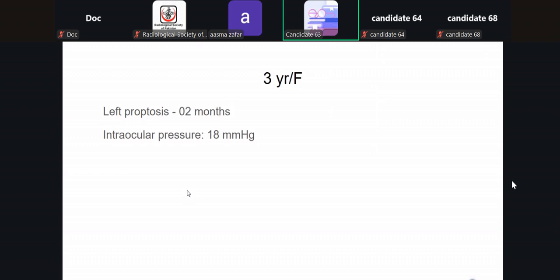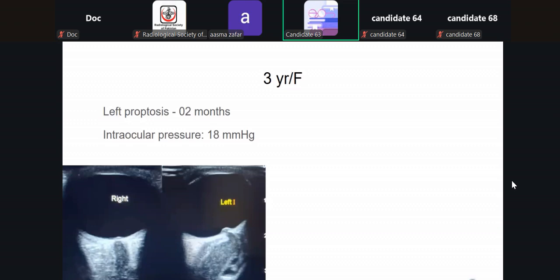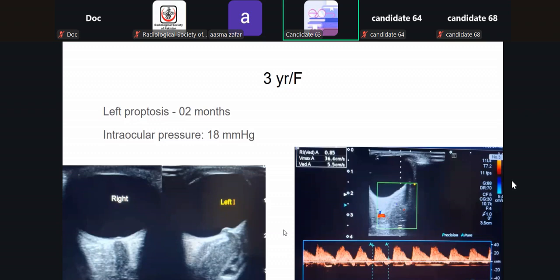I cannot. 3-year-old female, left proptosis, 2 months, intraocular pressure 18 millimeter of mercury. And these are the ultrasound images, B scan, and the left globe, I can see the optic nerve is thickened and fusiform in outline, and this is a Doppler image with waveform.